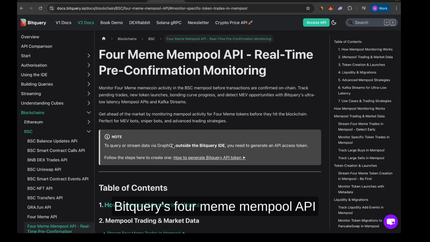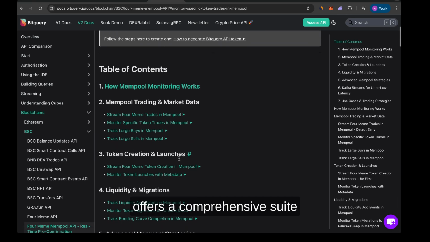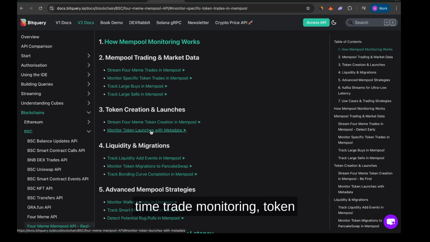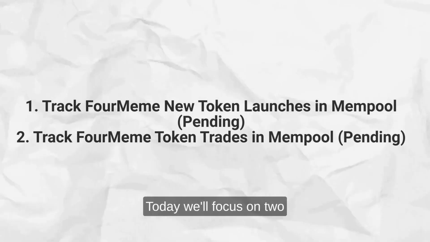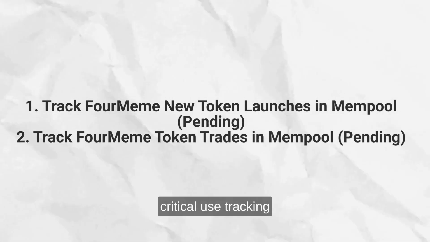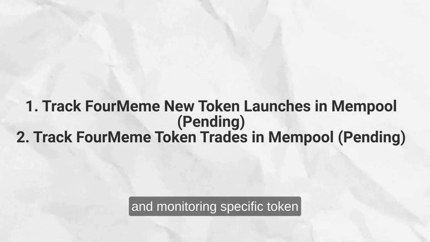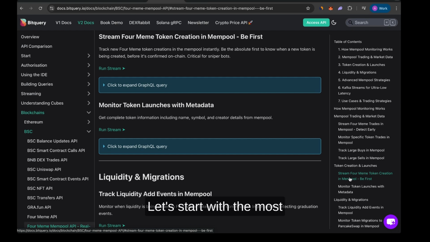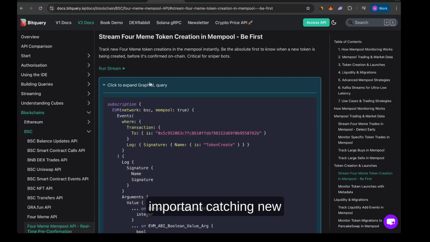Bitquery's Four.Meme Mempool API offers a comprehensive suite of endpoints including real-time trade monitoring, token creation tracking, large buy and sell detection, liquidity events, migration monitoring to PancakeSwap, and even smart money wallet tracking. Today, we'll focus on two critical use cases: tracking new token creations and monitoring specific token trades in the mempool. Let's start with the most important one: catching new token launches the moment they hit the mempool.